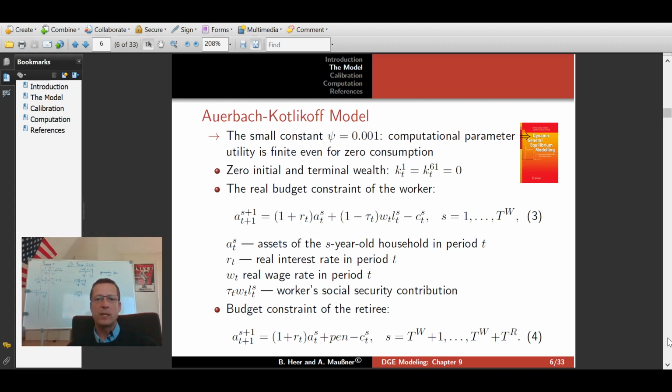So then our real budget constraint of the worker, equation 3, looks as follows. We get wage income, w_t l_s,t. w_t is our real wage. We work l_s,t hours. Tau_t is our social security contribution tax. Our social security tax, tau, will be imposed only on earnings, on labor income. So (1 minus tau) times w l is our net labor income, our net earnings.